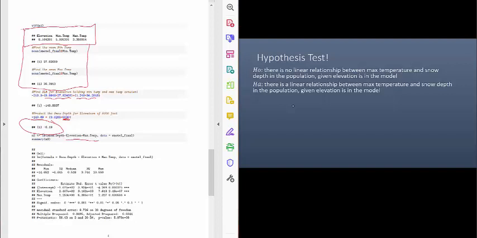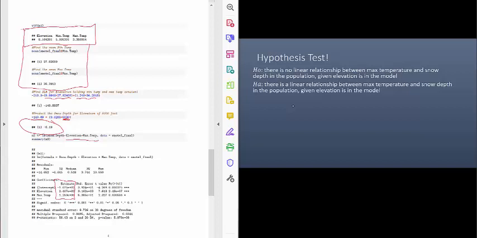Here are our estimates showing the intercept of negative 167.5, the elevation slope coefficient of 0.0241, and a max temperature slope coefficient of 1.253.